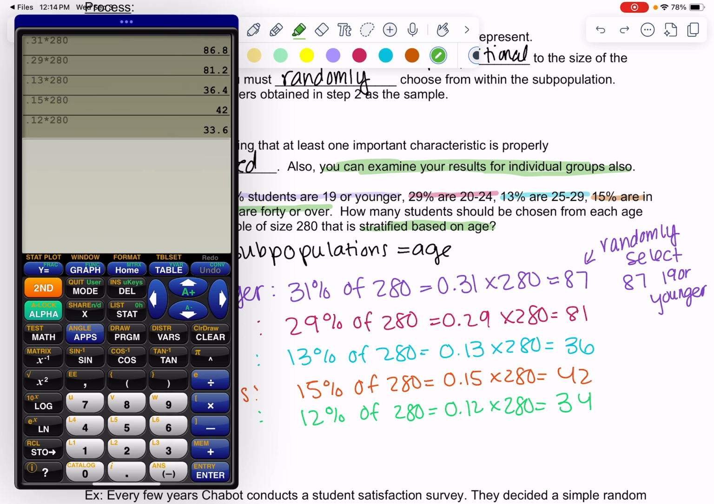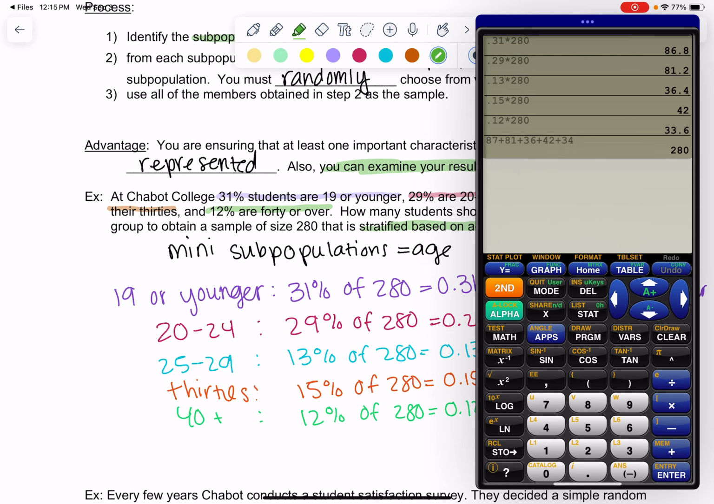And then let's just confirm that these add up to 280, just to check our work. Because our whole sample, when we combine them, should still be 280. Cool, and we got 280. So just good ways to check your work. So we still have a sample of 280 students. We just made sure our age was properly represented. So if you need a little bit more time to check that you can do these calculations, pause the video. We just have one last quick example in this section.